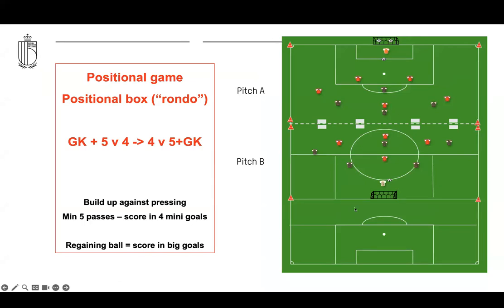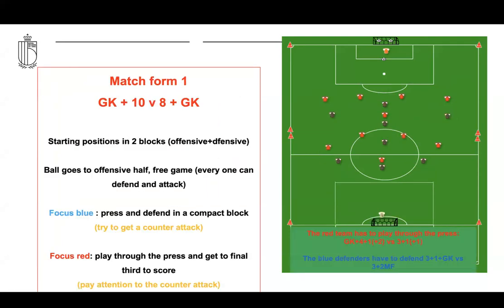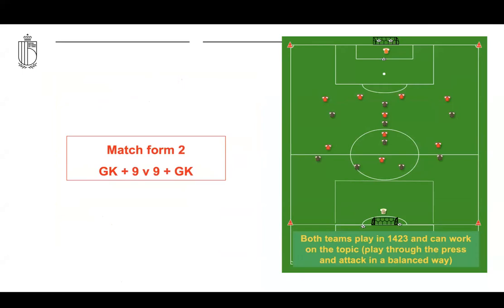So you have this situation, 5 against 4, and you see it coming back here. So this is in the first part there. This is exactly what they did in the previous. So we build up their experience, and we try to get to the final third where they try to score. And then finally, we go to the real situation, the real game, which is equal numbers.